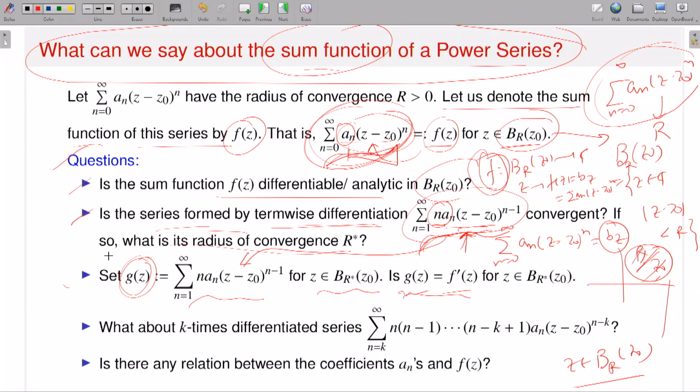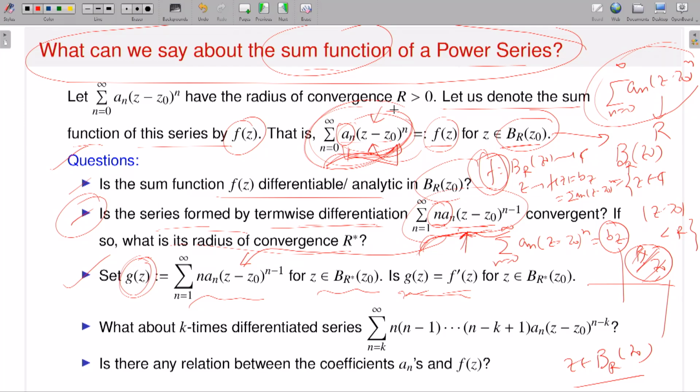Or in other words, can I say the derivative of f, your original sum function, is exactly equal to the sum function of your derived series of functions? Is there any relation? Let's see the answer, whether this is true or not. That is one. Now the second one: I was talking about one time differentiation, because these are all polynomials. But as I said, polynomials are infinitely many times differentiable.